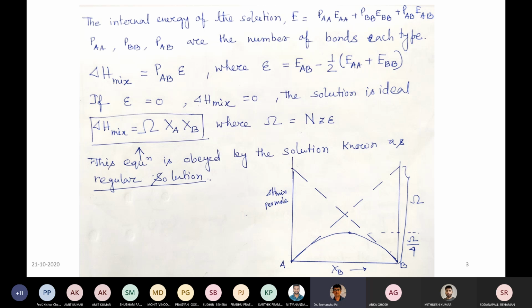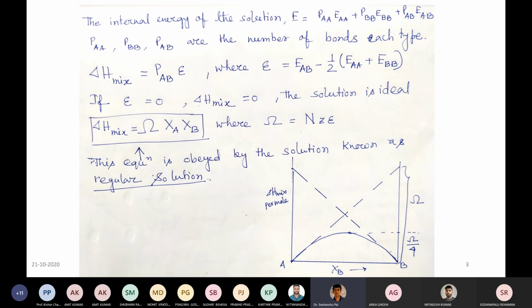Now think about if epsilon is less than 0. What will the atoms in the solution do? If epsilon is equal to 0, then del H is equal to 0, and it actually returns to the concept of ideal solution. But now we are talking about epsilon less than 0. What will happen with this mathematical expression and the corresponding physics-based interpretation?